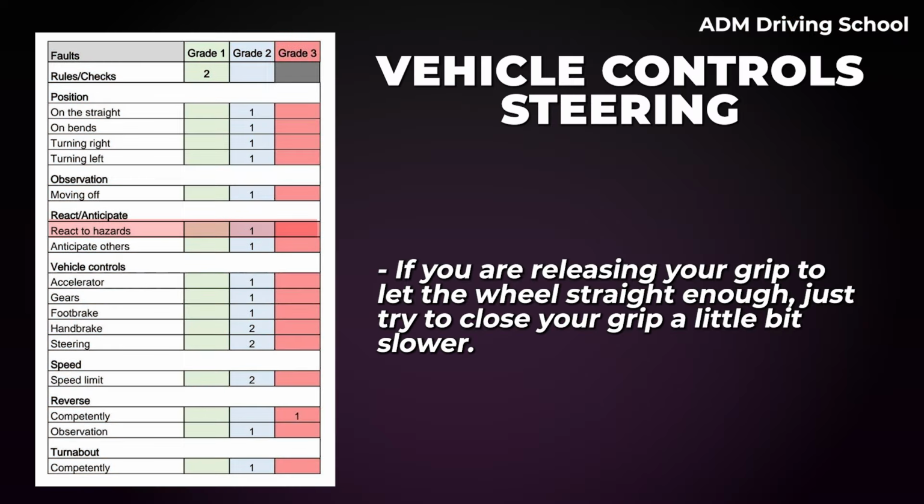Just remember, if you are releasing your grip to let the wheel straighten up, try to close your grip a little bit slower to stop the really abrupt kind of shake when you grab the wheel. So that's another reason why it can be marked for steering.